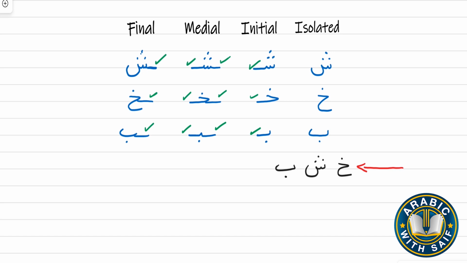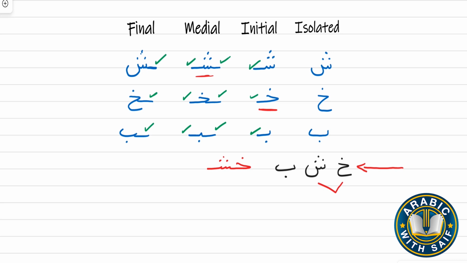Another word. Kha, Sheen, and Ba. Let's connect these three letters. First, we will check the relation between Kha and Sheen. If Kha is in the beginning of a word, it can be connected to any letter after. And letter Sheen in the middle form can be connected to any letter before. So both will get connected.